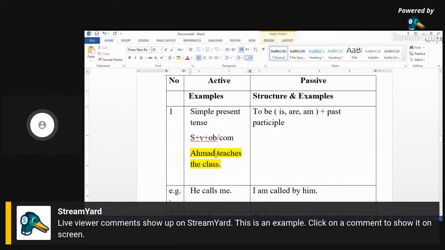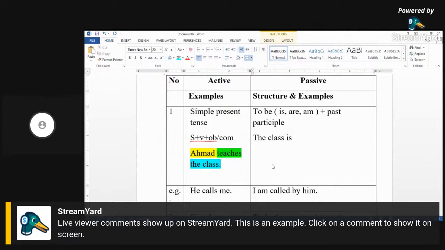So this is Ahmad the subject, we have teach is the verb, and then we have object or complement. So the class is what? The class in here is an object. Ahmad is the doer of an action, teach is the verb, and the receiver is the class. Whenever we would like to change it into the passive voice, we bring the class at the beginning of our sentence. We change the place of subject and object. کار که ما اینجا میکنیم جای مفعول و جای فاعل میاریم. class در آخر جمله در آغاز جمله میاریم.